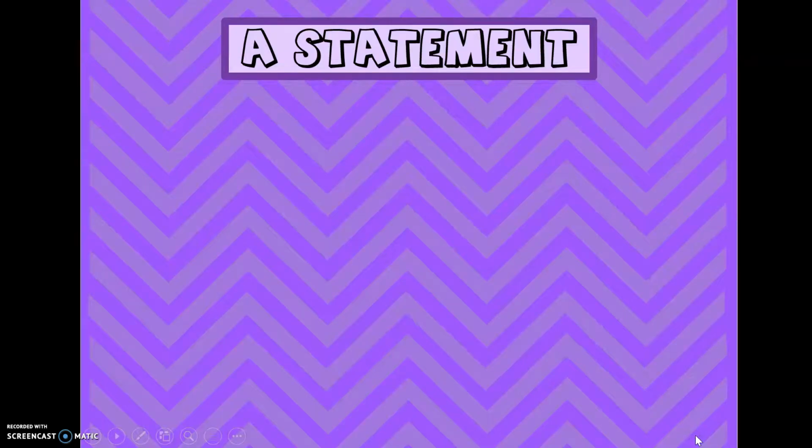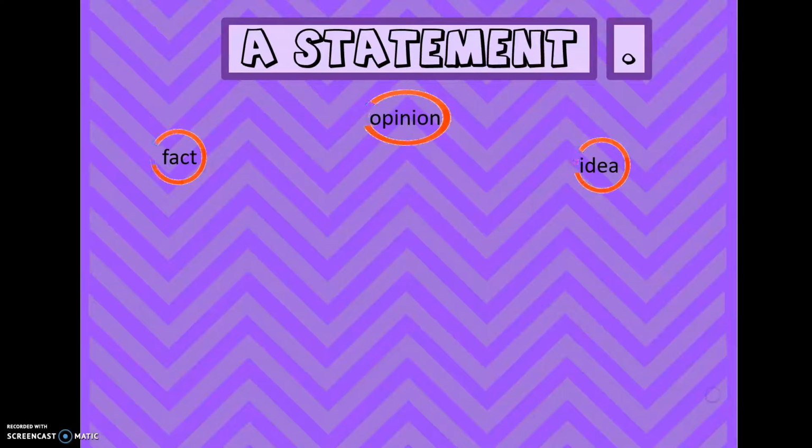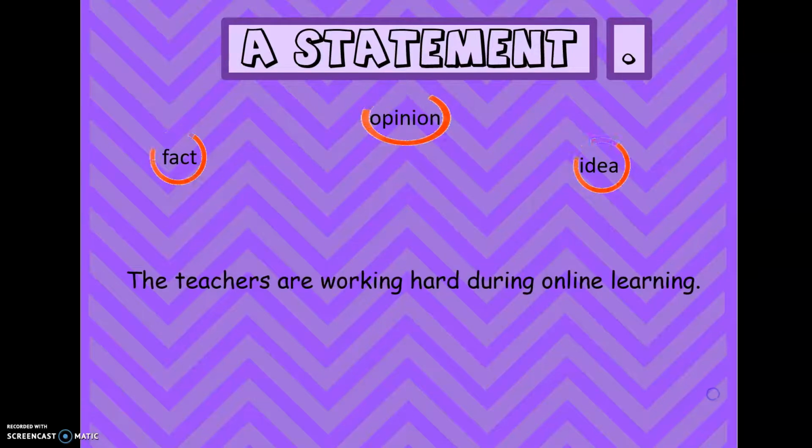Let's have a look at the different types of sentences. In grade 4, we learned that there were 4 different types of sentences. The first one is a statement. A statement is just telling you a fact, or it is sharing an opinion, or even an idea. It will always end in a full stop. It is just giving you information, and you do not have to do anything with that information.